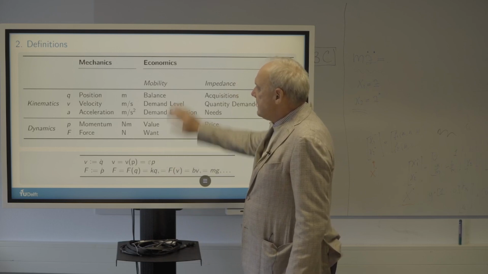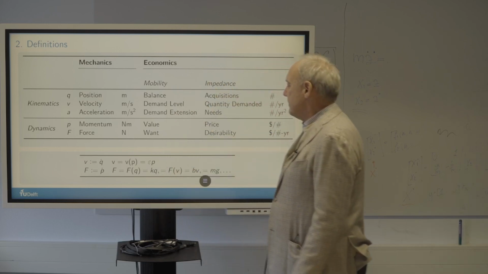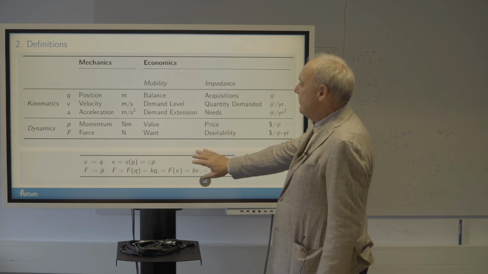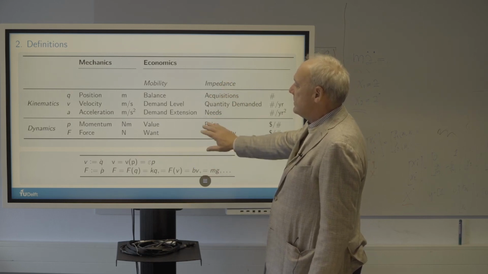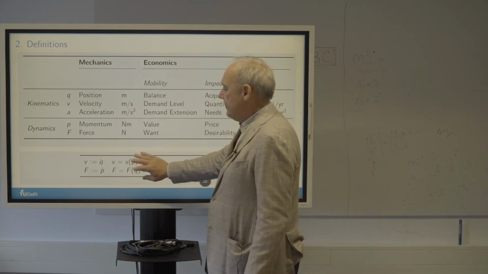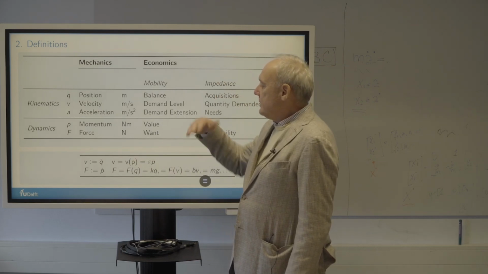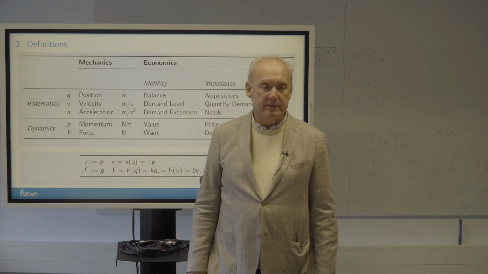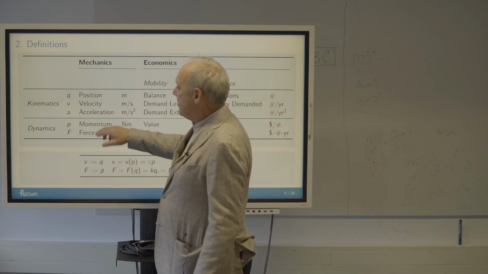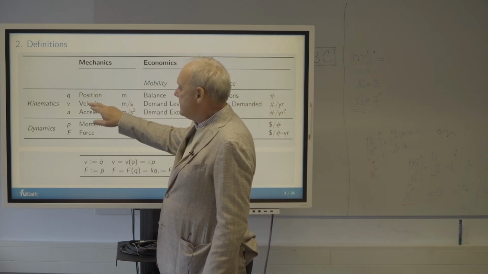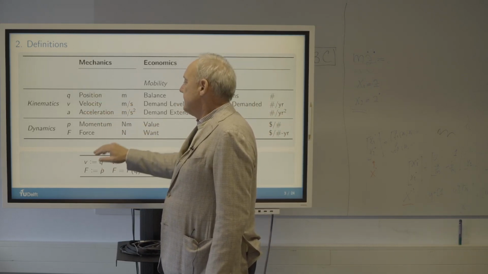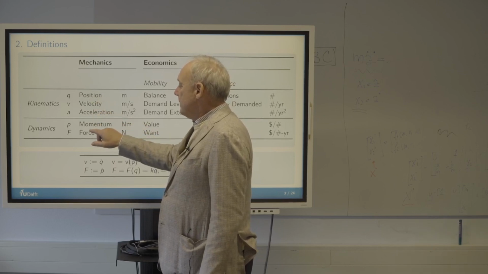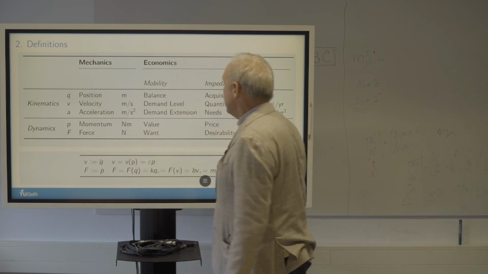I did it last time just by sketching it on the board, and I made this overview. I put it here with the list of variables we have, and each chapter we will see how we fill this little table in. So here we have our familiar variables, position, velocity. I added acceleration here, at this point not that important. Momentum and force. We have our two analogs.